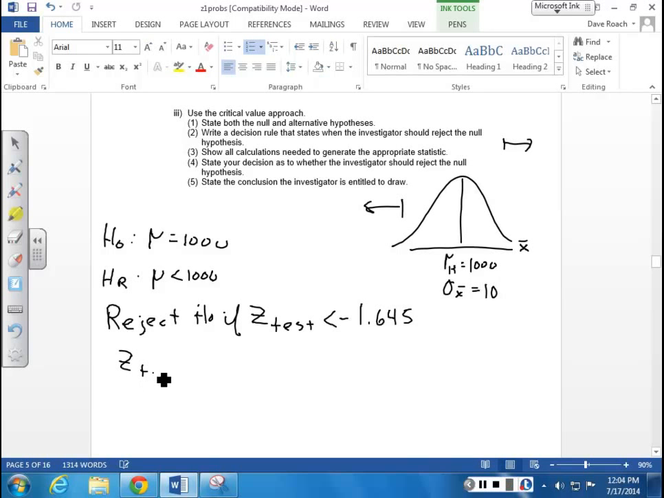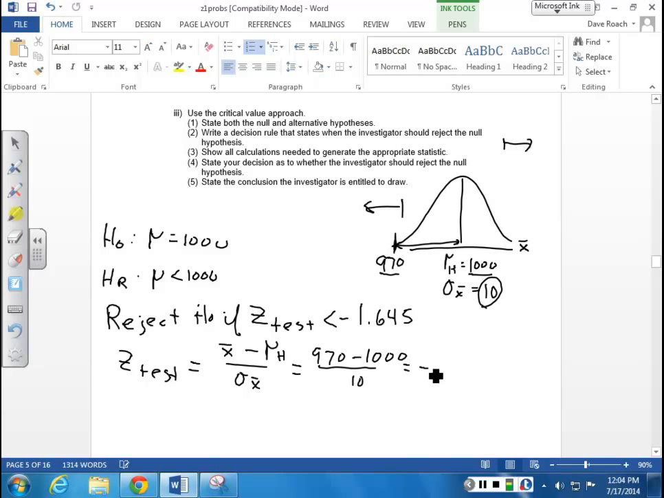The z-test on part 3 is equal to the sample statistic, x bar, minus the hypothesized mean, divided by the standard error. It's just a little hop, skip, and a jump from what we've been doing. Actually, not even that much. How far is the value we observed from the center of the distribution in terms of standard error units? Z is the number of standard deviations or standard errors from the mean. So we have 970 minus 1,000 divided by 10 is equal to minus 3. So the 970 is 3 standard errors below the mean.